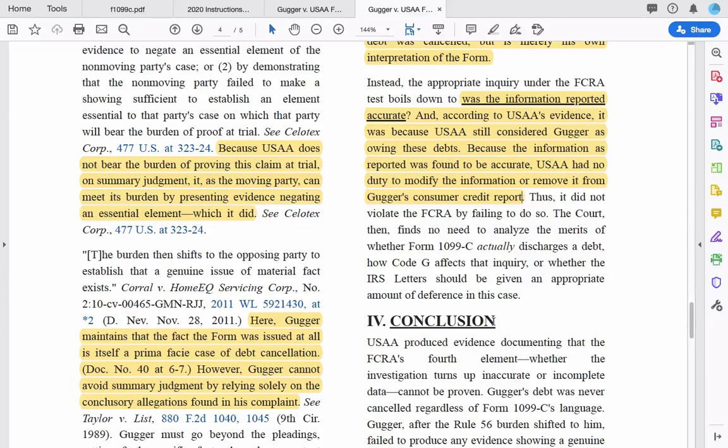So what could we do? And look, it's always easy in hindsight. What could we do? Well, maybe we do discovery. And we go up to the bank and we put them under oath in a deposition. And we say, how many of these have you filed, these 1099-Cs? Why do you file them?